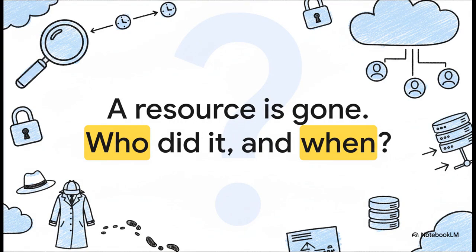So picture this. It's the classic nightmare scenario, right? You log in one morning and a critical production database is just gone. Or maybe you check your bill and it's suddenly shot through the roof. You start to panic. You need answers, and you need them like yesterday. The questions are always the same. Who did this? What did they do? And when did it happen?